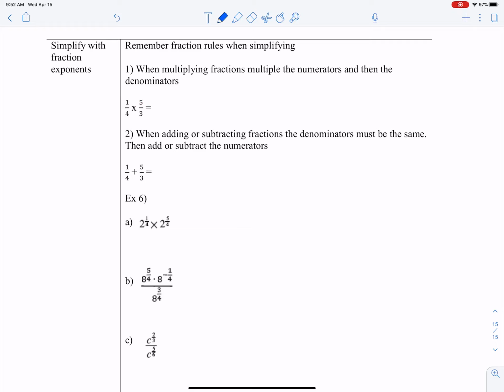So here we have 1 times 5. That's going to give us 5 on the top. We have 4 times 3. That's going to give us 12.